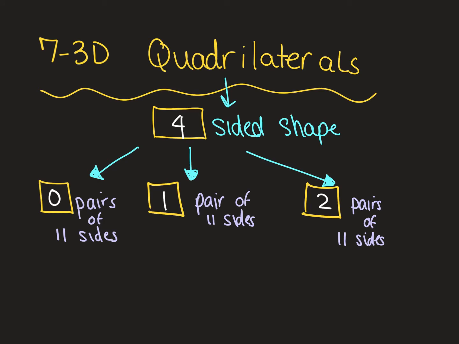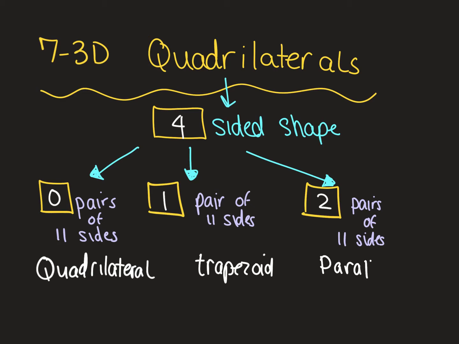0 pairs of parallel sides is just called a quadrilateral. Nothing special. It just gets the cue word. 1 pair of parallel sides is called a trapezoid. 2 pairs of parallel sides is called a parallelogram. Parallelogram, there's lots of types of parallelograms.